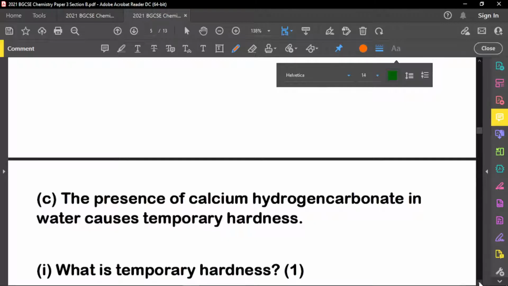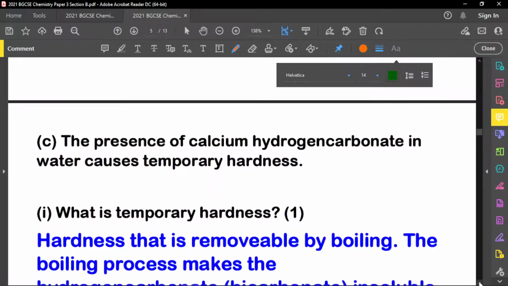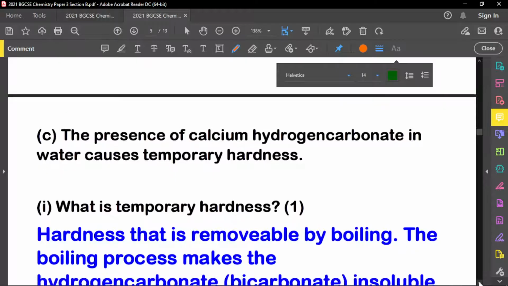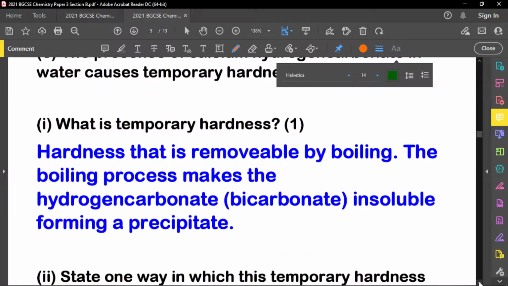Now for part C, it said the presence of calcium hydrogen carbonate in water causes temporary hardness. So what is temporary hardness? Temporary hardness is when that hardness is able to be removed, and we say the hardness is removable by boiling, especially. The boiling process makes the hydrogen carbonate turn into a precipitate, in a sense.